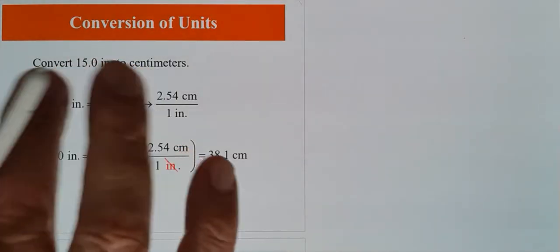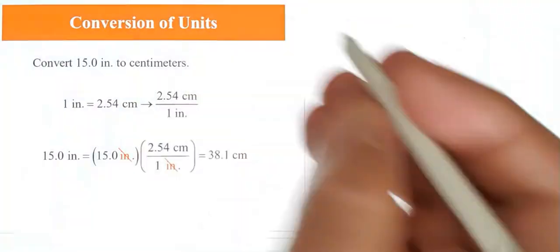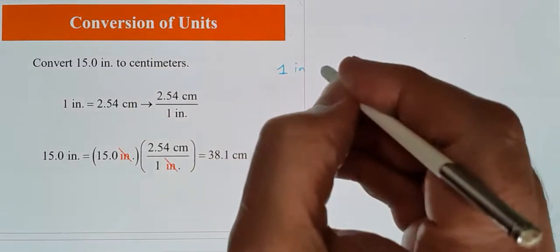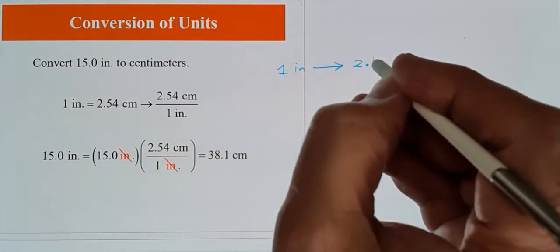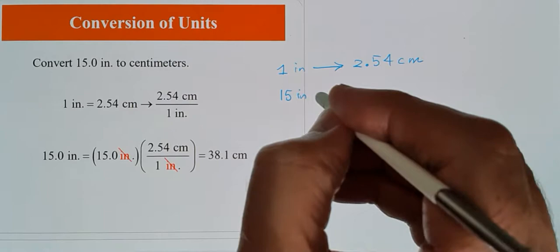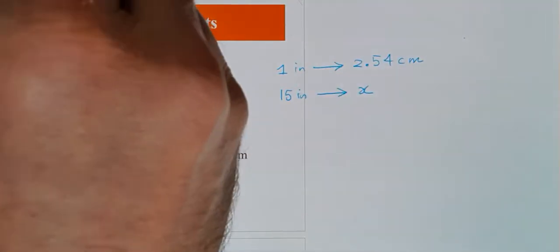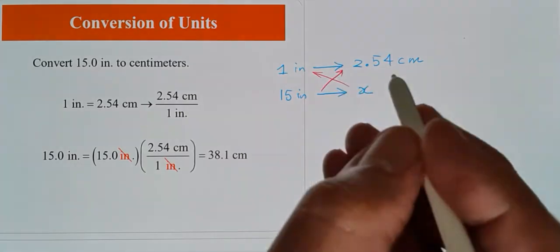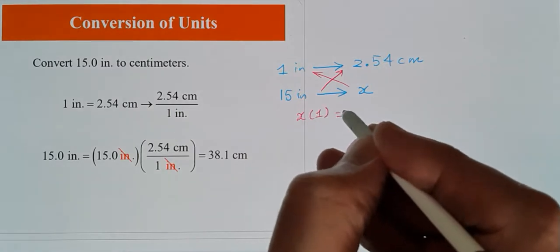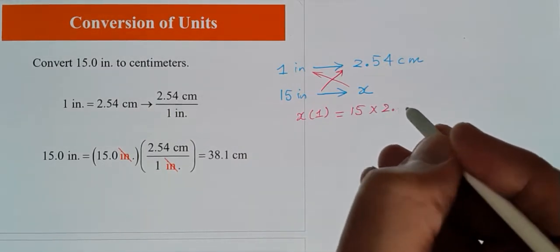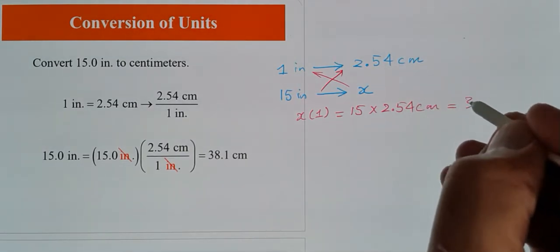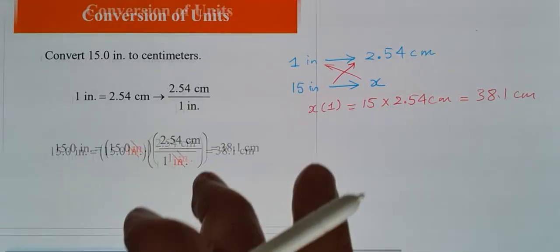Okay, so convert 15 inch to centimeter. Let's do it the same way. 1 inch is equal to 2.54 centimeter. 15 inch is x. Then cross product: x multiplied by 1 is equal to 15 multiplied by 2.54 centimeter. So x is 38.1 centimeter.